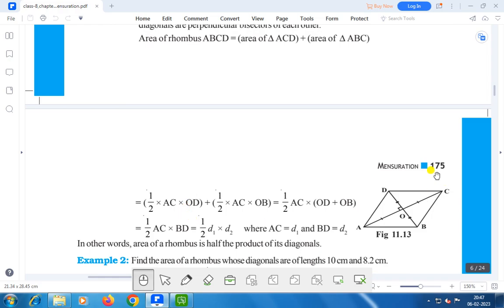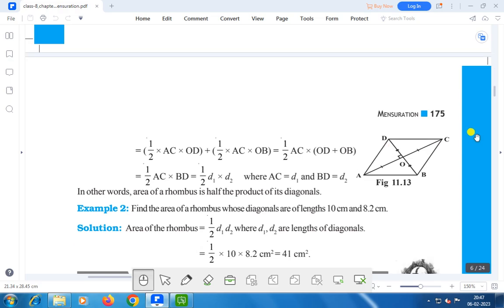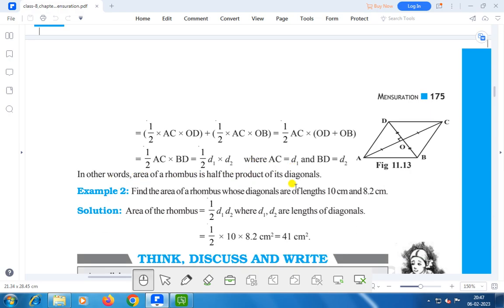Now this is half into AC into OD plus half into AC into OB, or you can say half AC into OD plus OB. That is, we are getting half AC, where AC is d1 and OD plus OB is BD, that is d2. That is half into d1 into d2. In other words, the area of a rhombus is half the product of its diagonals.